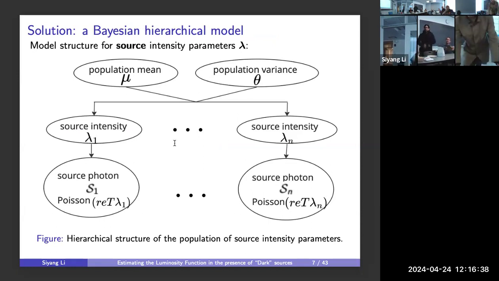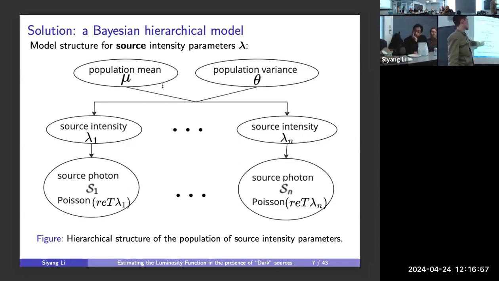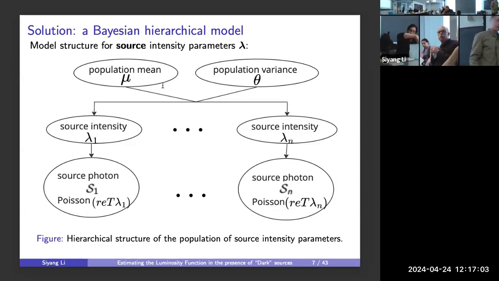At the beginning we have the mean and variance for the whole population of source intensity parameters, and then each source intensity parameter is independent of the others, and each one corresponds to one source photon count from one source. And so this is the main structure for the source part of this model.